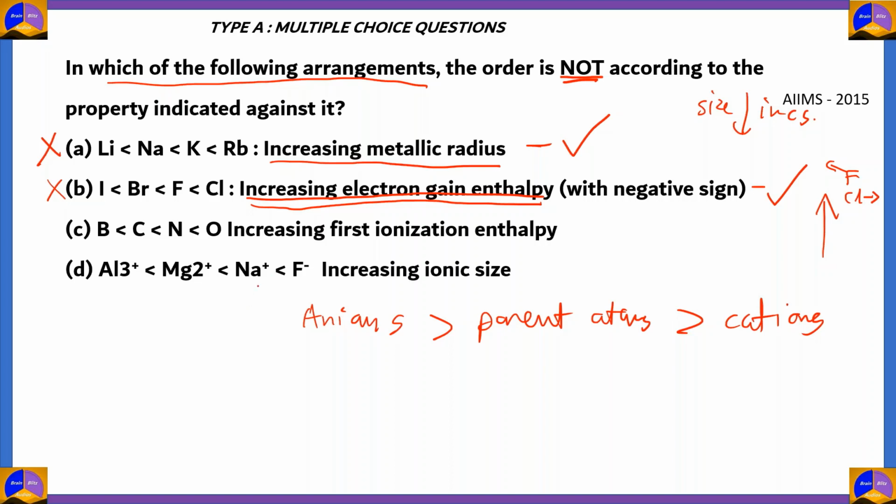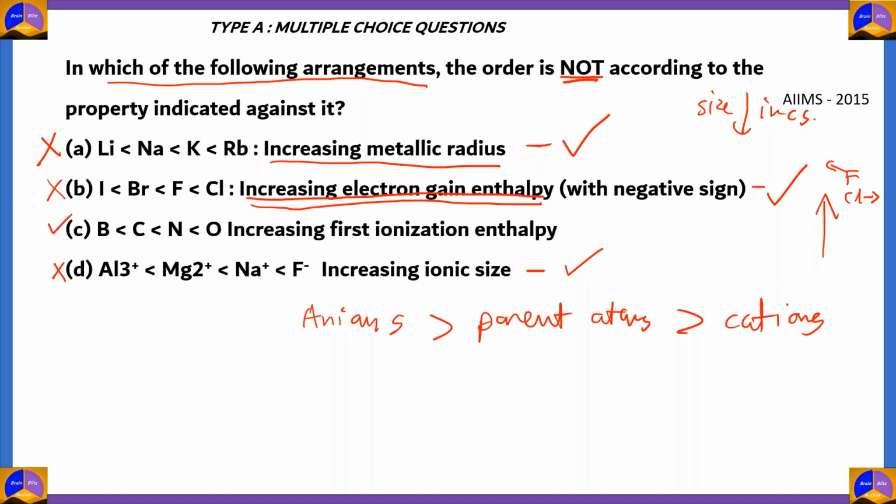Na+ is also small because of the same reason, and F-, which means it has an extra electron which reaches stable electronic configuration, would imply that the anion would have more electrons, so therefore more shielding effect, so the anion increases in size. So increasing its ionic size is correct because anions are usually larger than their parent atoms, and the parent atoms are usually larger than the cations. So option D is incorrect because this order is according to the property indicated. So the statement is correct, which makes the option incorrect.